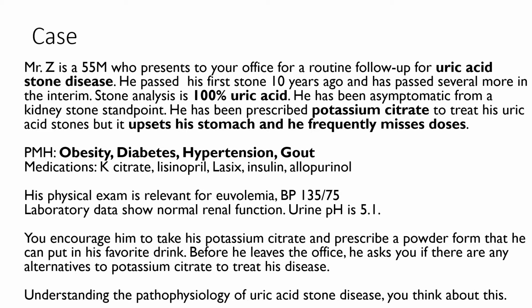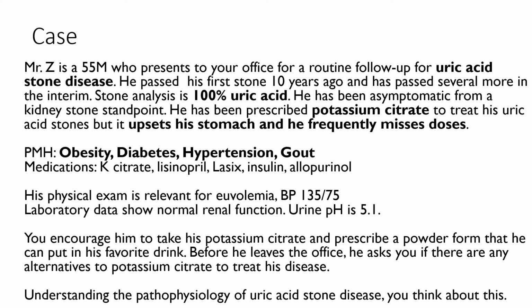His past medical history is significant for obesity, diabetes, hypertension, and gout. He's on the potassium citrate plus lisinopril for blood pressure, Lasix as well, insulin, and allopurinol. On exam, he appears euvolemic. His blood pressure is 135/75. His laboratory data is pertinent for normal kidney function, and his urine pH is very low at 5.1. Urine pH of 6 is what we call neutral. Anything above that is alkaline, and below that is acidic.